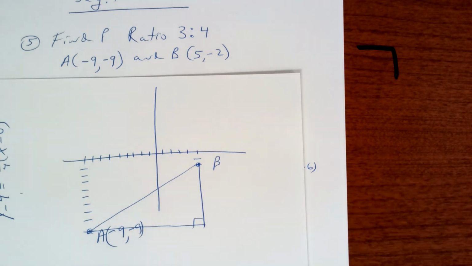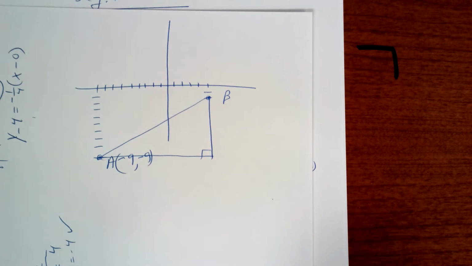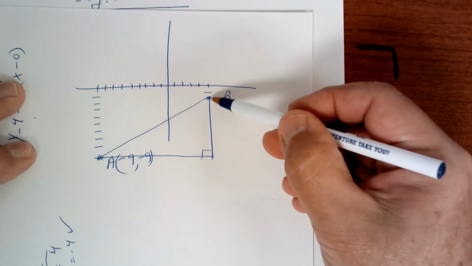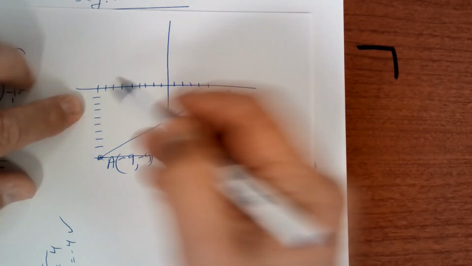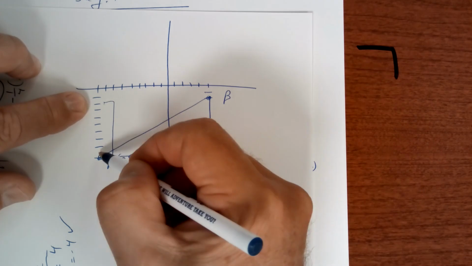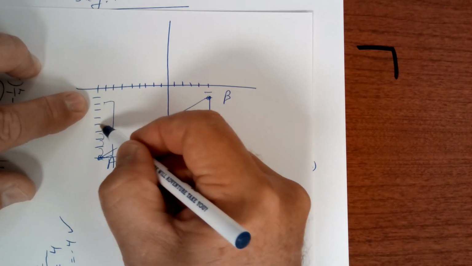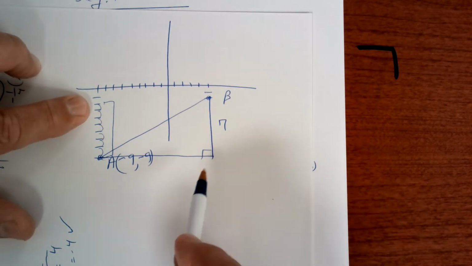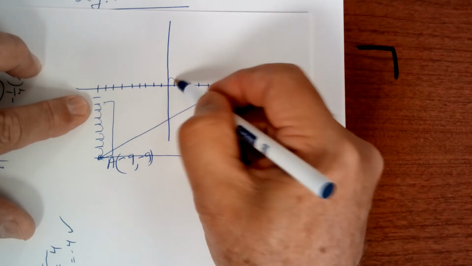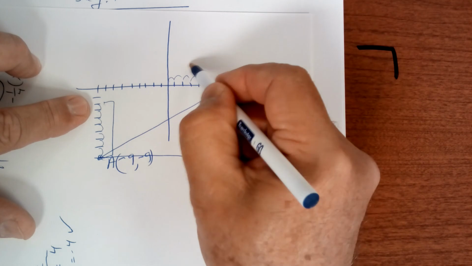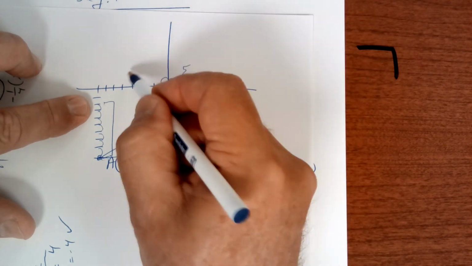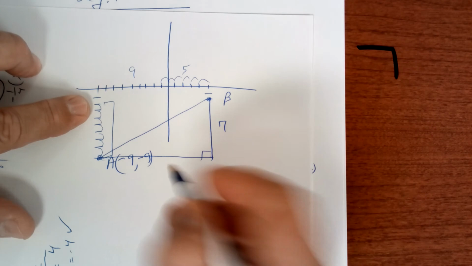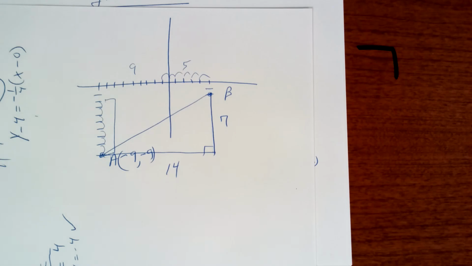Now, do your rise. Your rise is from here to here. So I'm going to go over here. So 1, 2, 3, 4, 5, 6, 7. Looks like 7. Make sure that's right. This one was 1, 2, 3, 4, 5 here. 1 and 9 this way, I think it was. So that's 14. Okay, so we have the rise and the run.